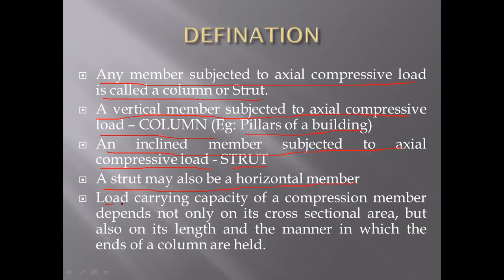Now see the last point, load carrying capacity of a compression member. Load carrying capacity of a compression member depends not only on its cross-sectional area, but also on its length and the end condition of the column. The end conditions will be of different types: both ends hinged, both ends fixed, one end hinged and the other end fixed, like this.